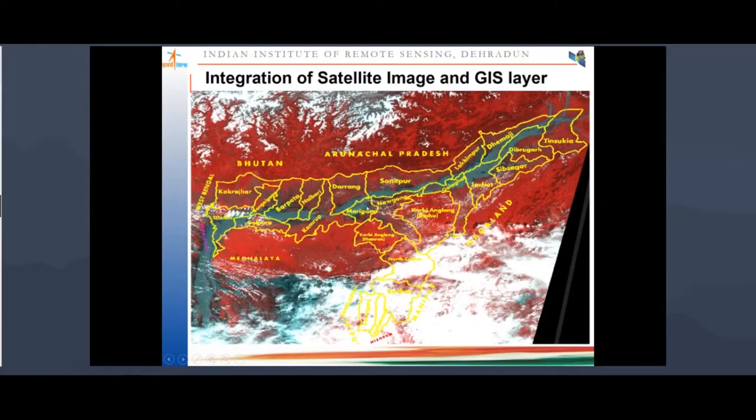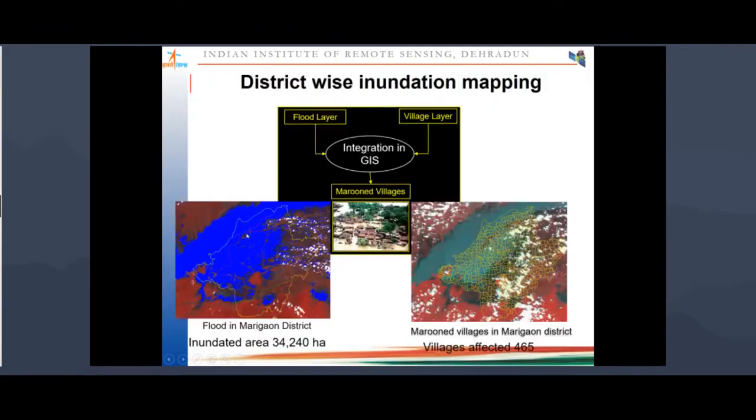Okay, now let us move to the Morigaon district. I will take out only one district. So this is the Morigaon district and I superimpose the village boundary. And you can keep on in GIS. That is the advantage of integrating your remote sensing data with the GIS. So flood layer and village layer, integrate in GIS, and immediately you will count there are 465 villages affected. In your GIS environment, if you have village names, immediately you will get which village is affected.